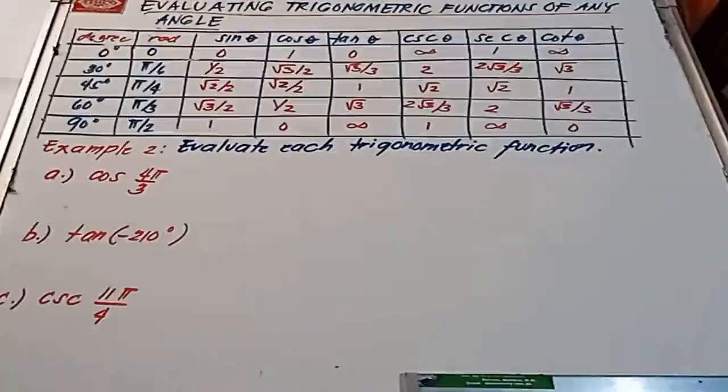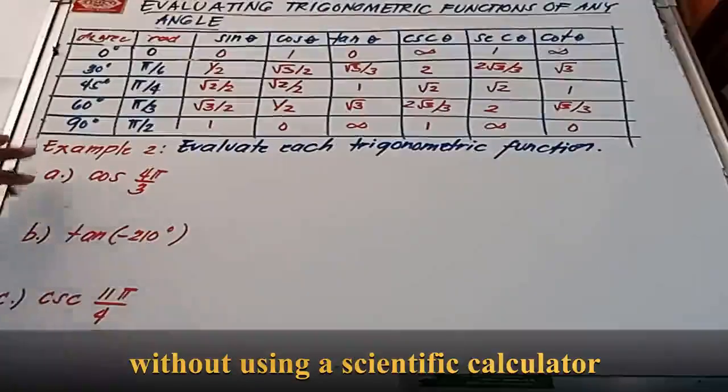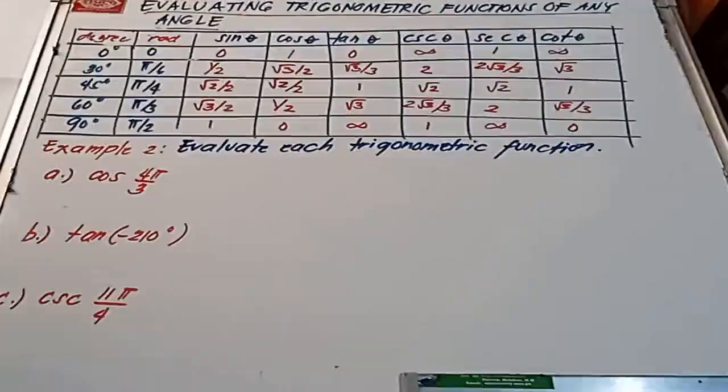Okay? So, what we're going to do is we're going to evaluate trigonometric functions given these three. We're going to evaluate cosine 4 pi over 3. We're going to evaluate tangent negative 210 degrees. And letter C, cosecant 11 pi over 4. Now, yung rules natin, the first thing that we're going to do is to determine the reference angle. Right after we get the reference angle, we're going to affix the sign of the trigonometric function value depending kung saan quadrant belong yung ating angle in standard position.